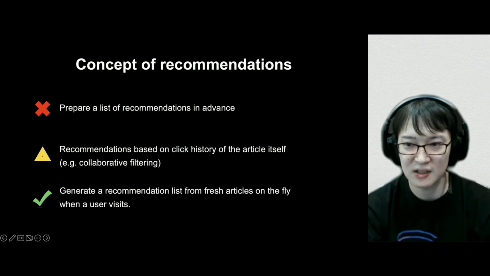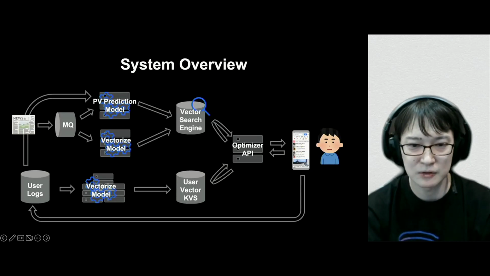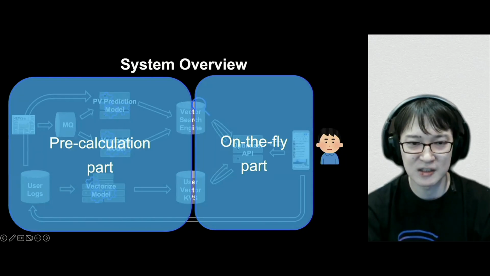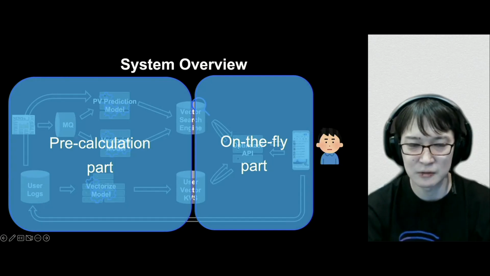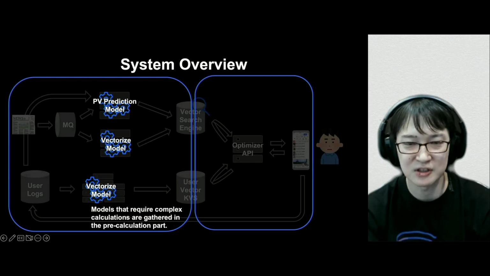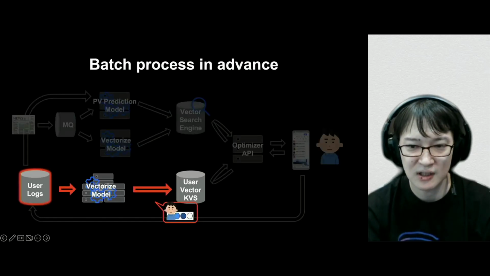Therefore, we are trying to create a recommendation list from the latest article inventory at the moment a user visits the site, while reducing the amount of computation to minimize latency. So this is the overview of our system. This system can be divided into two major parts: the left-hand side, which is pre-calculated before the user visits, and the right-hand side, which is calculated on the spot at the moment the user visits. In particular, note that parts of the model involving complex machine learning models are placed in the pre-calculation part on the left-hand side. So let's have a closer look.